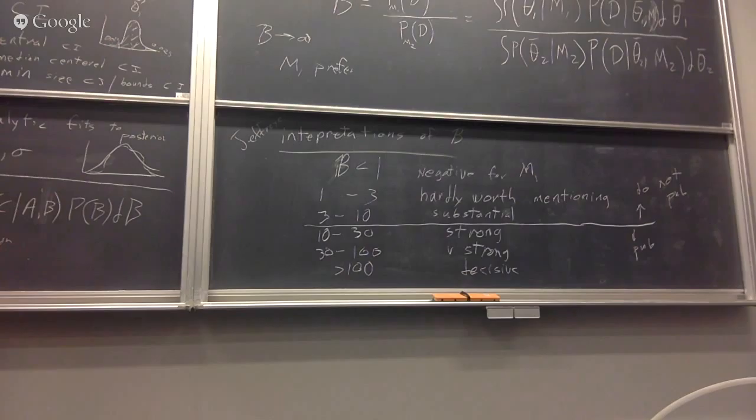If it's 500, it's still going to rule out the model. Right, you can't escape the prior on the model.